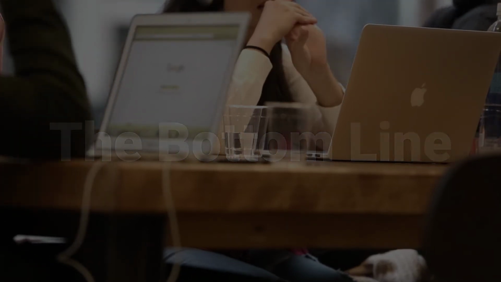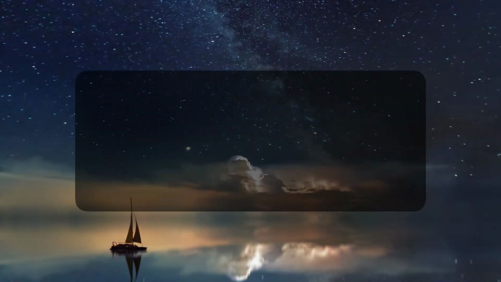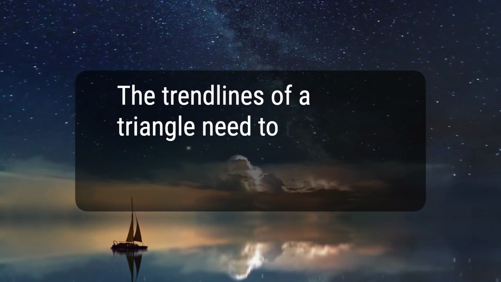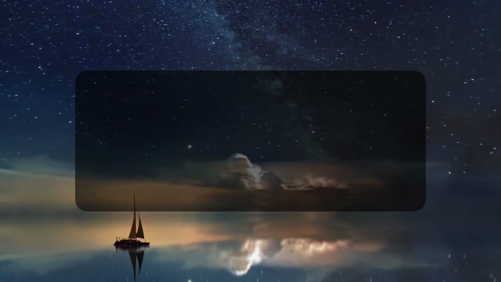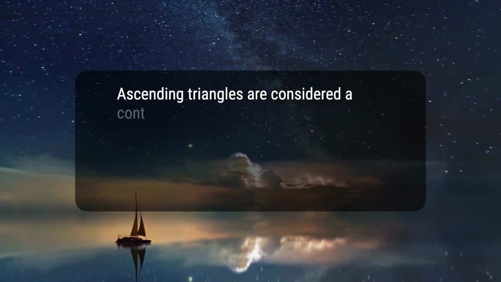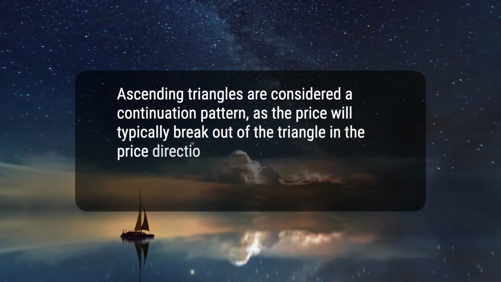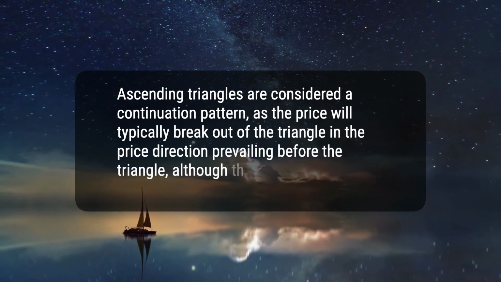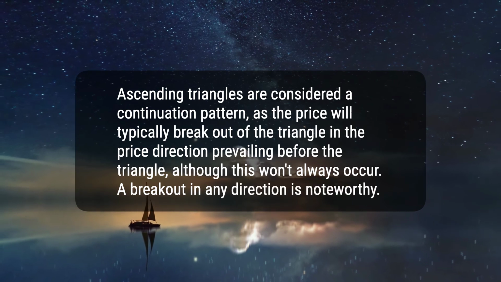Here are 6 key takeaways. 1. The trend lines of a triangle need to run along at least 2 swing highs and 2 swing lows. 2. Ascending triangles are considered a continuation pattern, as the price will typically break out of the triangle in the price direction prevailing before the triangle, although this won't always occur. A breakout in any direction is noteworthy.